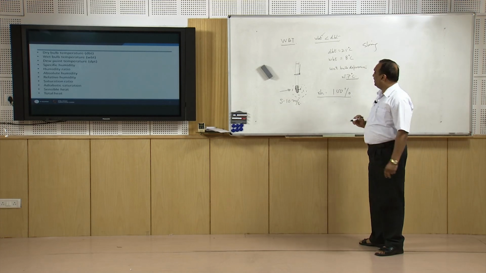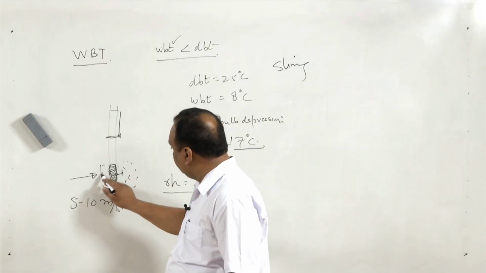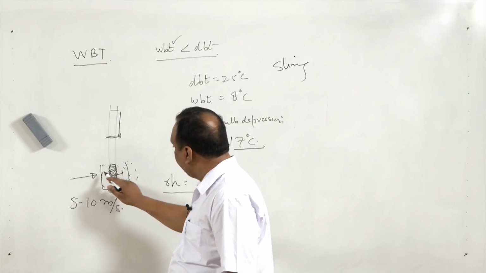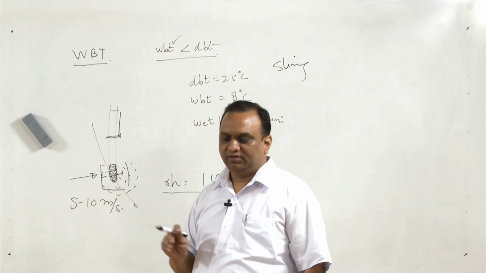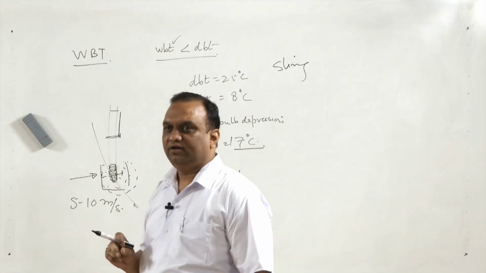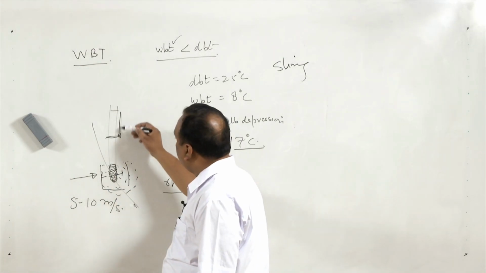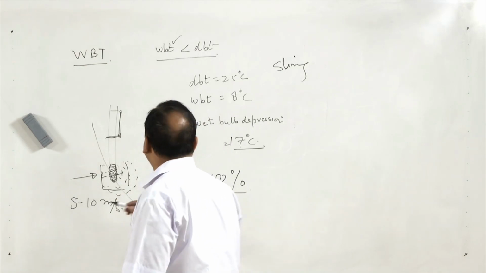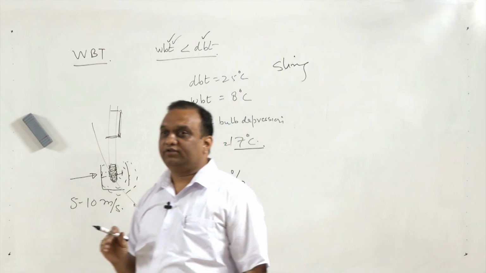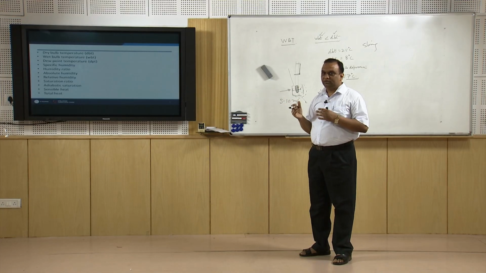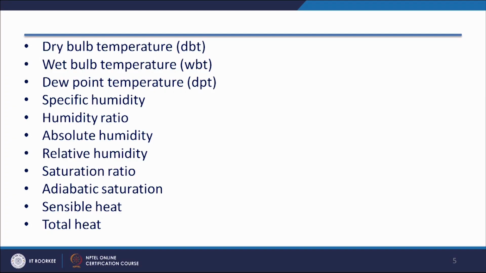hygrometer. Another is the aspirating hygrometer, where this bulb is placed in a wet medium and air is blown over it, maybe through a fan or through some other arrangement. In that case, also we get wet bulb temperature. So, these two temperatures are very important for us because immediately they give us an idea about the state of the air in the environment. Now, the third is dew point temperature.